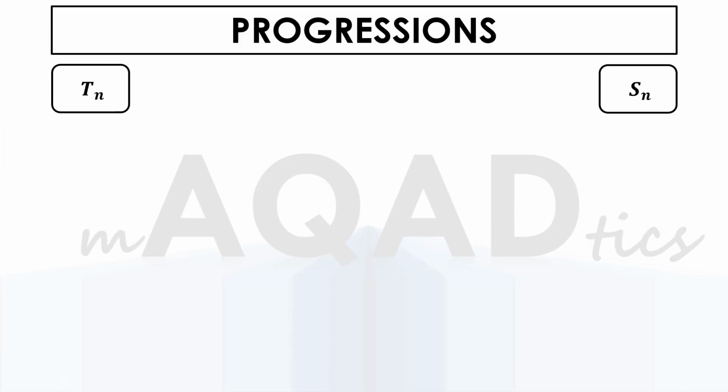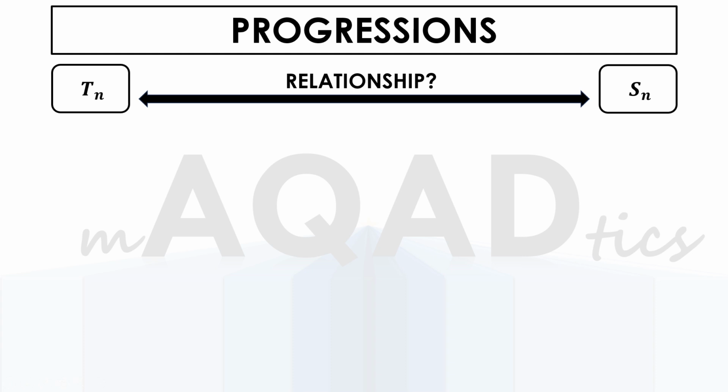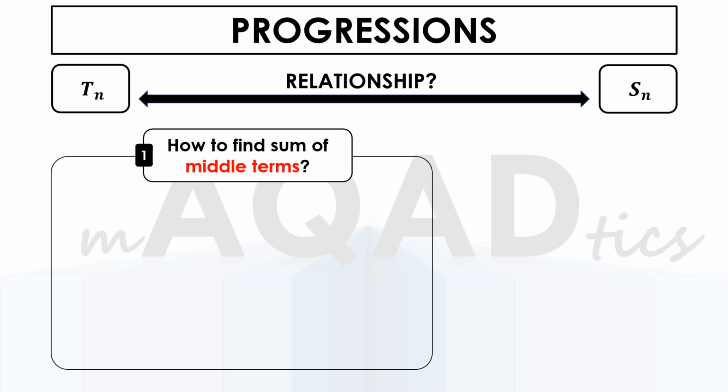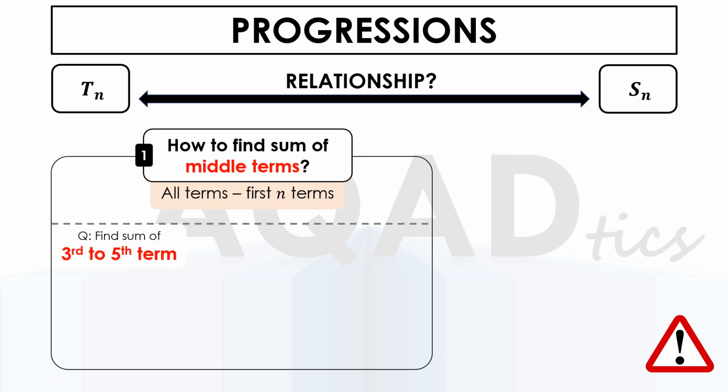And the last thing to let you all know is the relationship between Tn and Sn, because quite commonly in SPM, they will ask questions which involve both Tn and Sn, right? So one of the questions is to find the sum of the middle terms, right? Middle terms meaning in a sequence, I tell you to find the 5th to the 8th term. I don't tell you to find the first n terms. Okay, so the technique here is to find the sum of all the terms and then minus out the first n terms, right? So let's go through one of the examples.